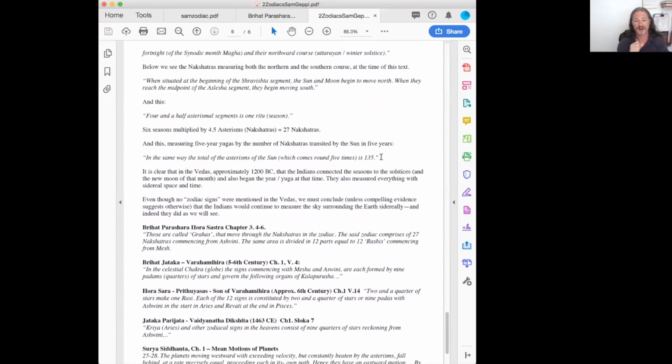Do the math. 5 times 27 is 135. Of course, 5 times 20 is 100. 5 times 7 is 35. So they measured 5-year cycles of the sun moving through nakshatras. So they're clearly using nakshatras to measure space, like solstices and equinoxes, and time, like seasons and yugas.